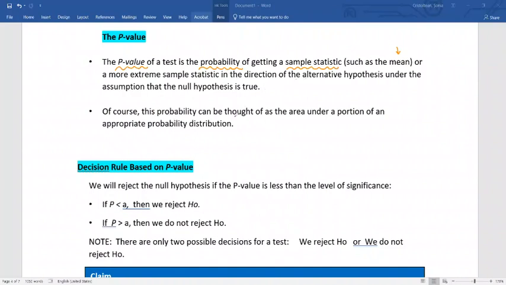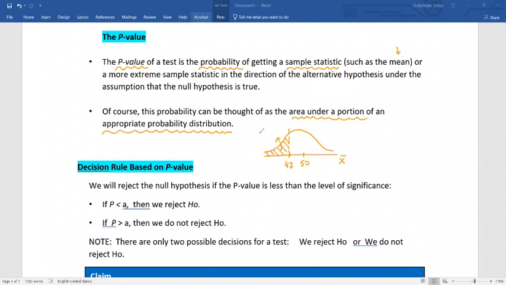Of course, this probability can be thought of as an area under a portion of an appropriate probability distribution. So again, for this type of problem, we will sketch the graph as we did in our previous example, and I will quickly sketch the graph right here. We had X bar, we had the mean being 50, and we were looking for the probability of 47 or less.